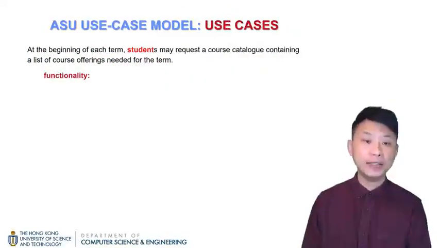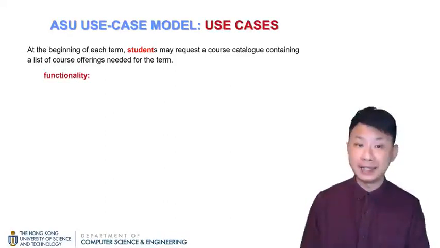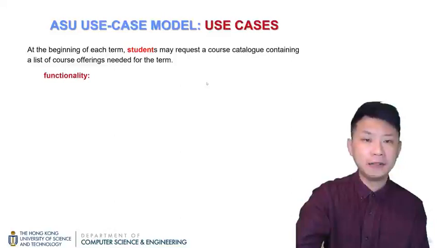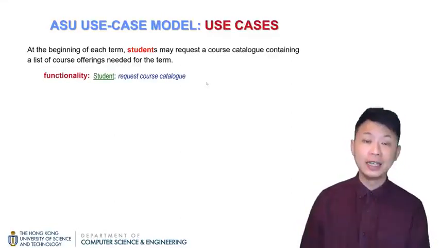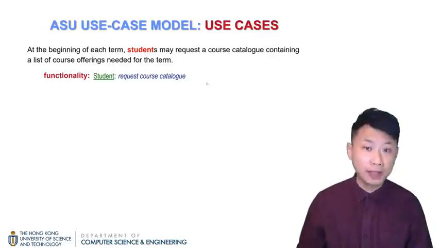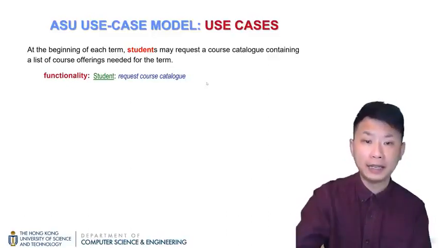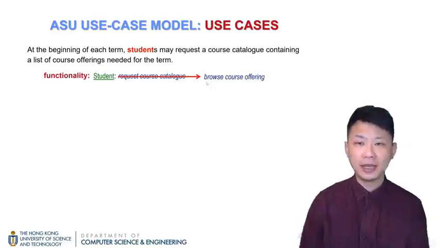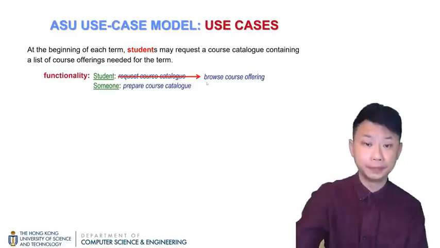So now let's go back to the ASU use case model, and we try to identify all the functionalities from the prompt statement by studying the prompt statement sentence by sentence. The first functionality that we're going to get from the first sentence is students going to request for course catalog. And notice that course catalog is simply a list of course offerings available on the course registration system. So that's why we're going to refine the functionality as students going to browse course offerings on the system.